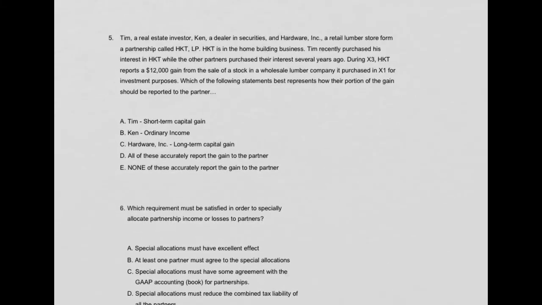Let's do another couple before we see what time we're running here. Tim, a real estate investor, Ken, a dealer in securities, and Hardware Inc., a retail lumber store, have a partnership called HKT LP. All right, that's great.